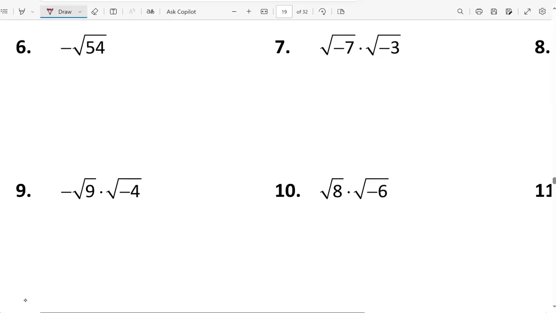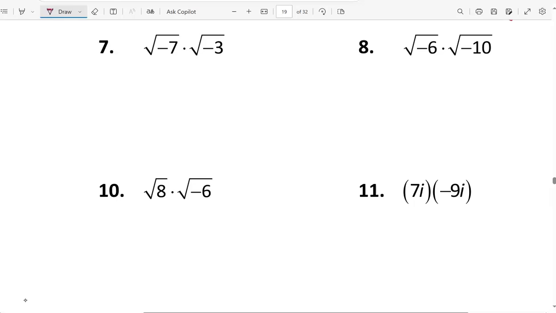In 6, we have negative square root of 54. Notice there's no negative under the radical. What this means is this is going to be a pure real number. 9 is a perfect square that divides evenly into 54. 9 times 6 is 54. So this is -3 times the square root of 6.